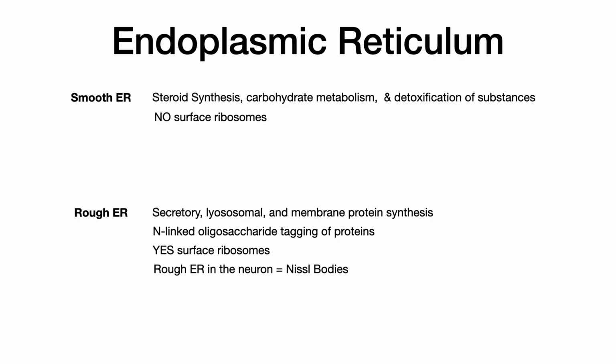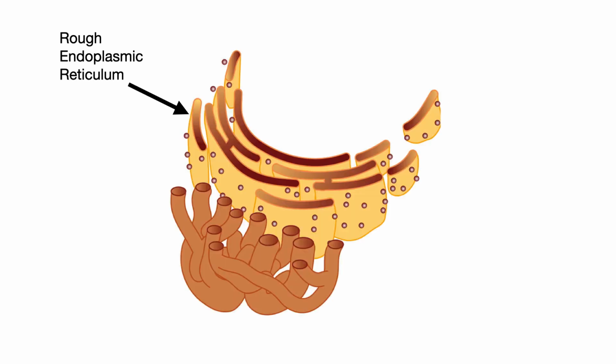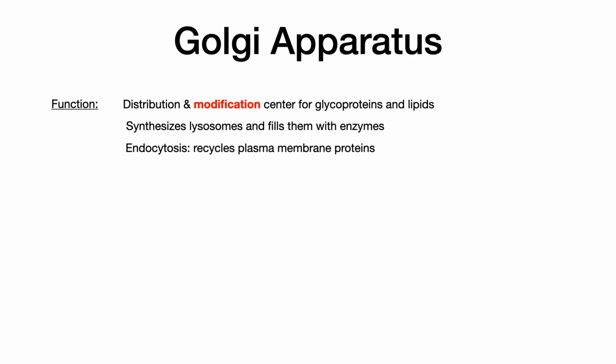Something that's really important to know for exams, and I don't know why it's so important, but for whatever reason, test writers like it, is you should know that in the neuron, the rough endoplasmic reticulum is called the Nissl body. So if you see Nissl body, your brain should think rough endoplasmic reticulum in a neuron. It's a high yield fact, just memorize it. But that's really all you need to know for the rough endoplasmic reticulum. For smooth and rough here, not a whole lot to know, really not as high yield as other organelles in the cell. So let's move on and talk about the Golgi apparatus.